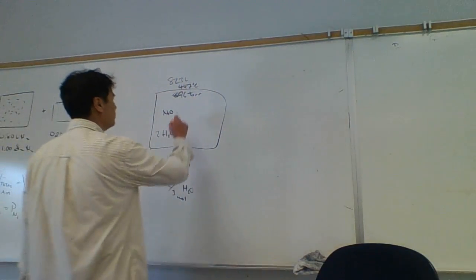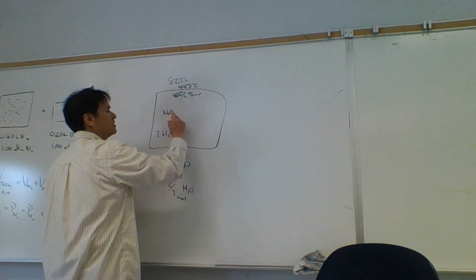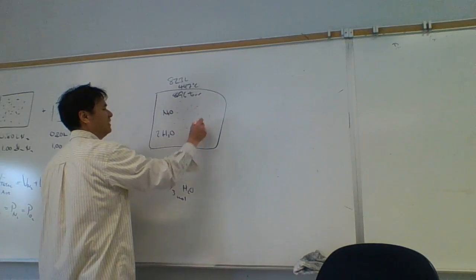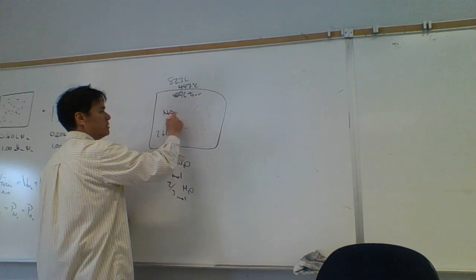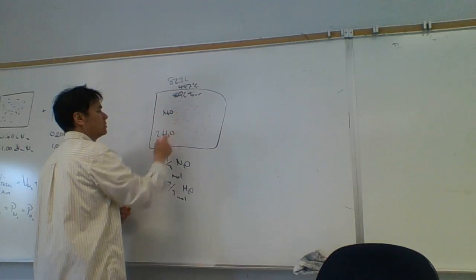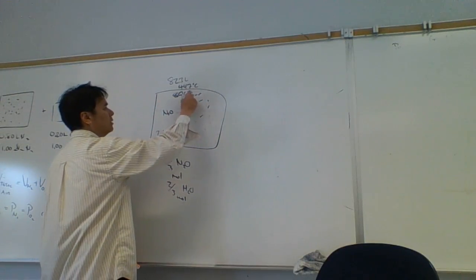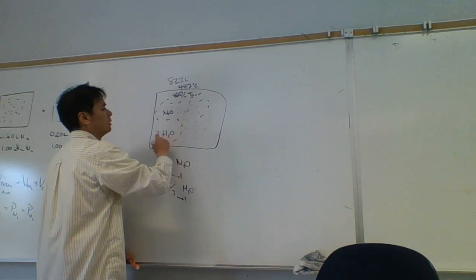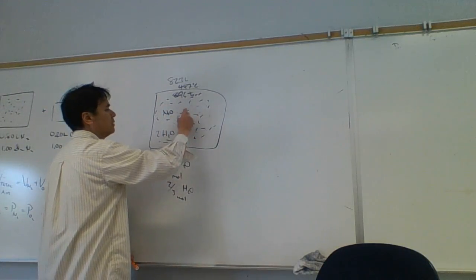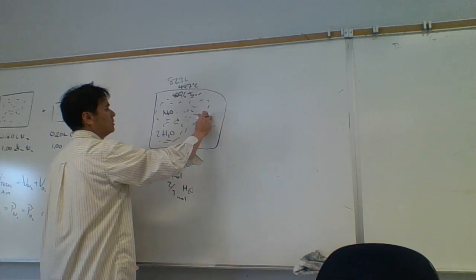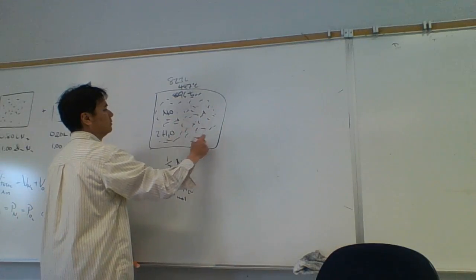Take a look at it. So we'll do nitrous oxide as orange this time. One third of the molecules in here, or one third of the moles, is nitrous oxide. Two thirds of the molecules or moles will be water. We'll do water in black. So I put too many oranges there.